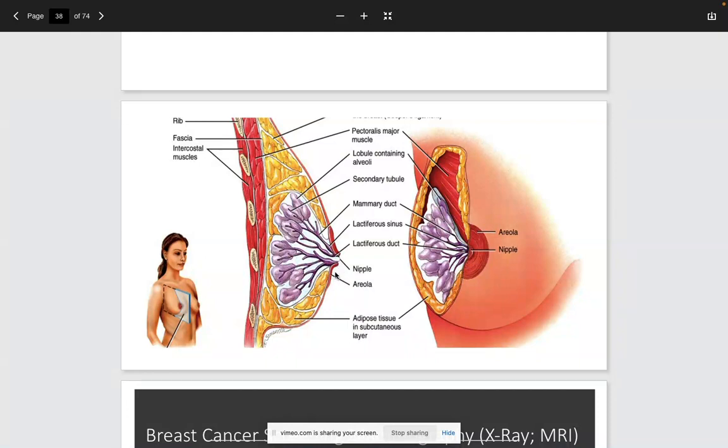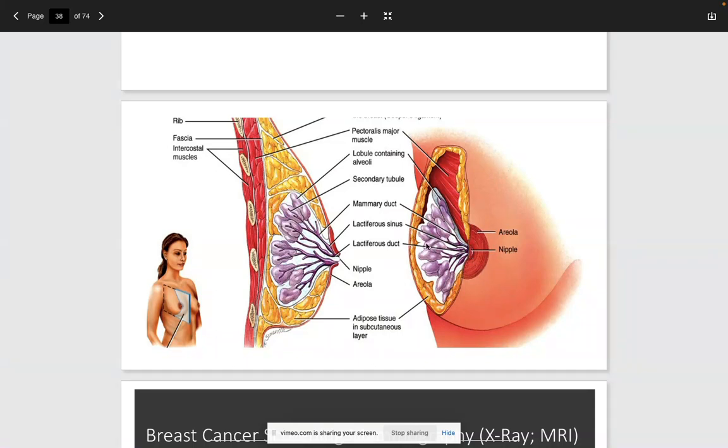This is the areola. This is just the pigmented skin that outlines the nipple. Again, the nipple is the opening to the lactiferous duct. Here is a different view, again just showing you the nipple itself, opening into the lactiferous duct. The areola is just a pigmented area. You can see here the lactiferous sinuses and the lactiferous ducts.